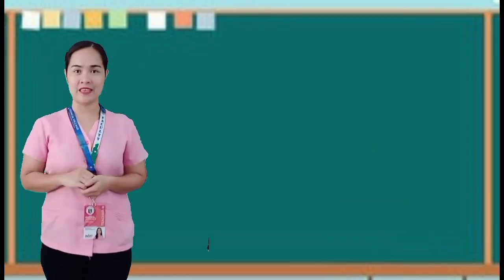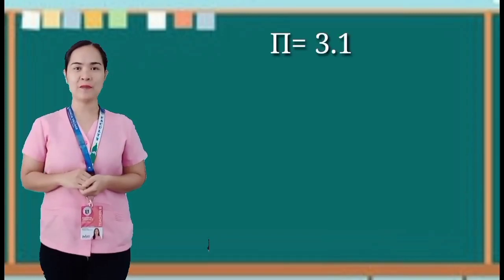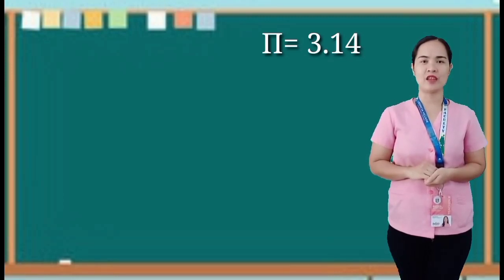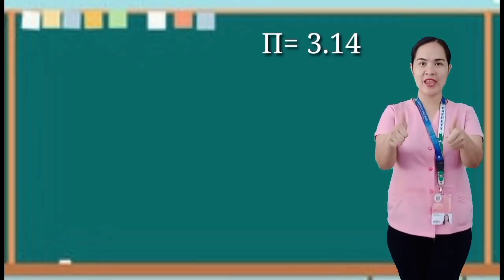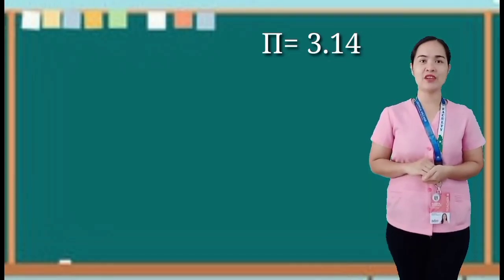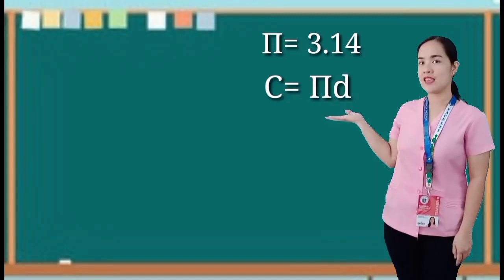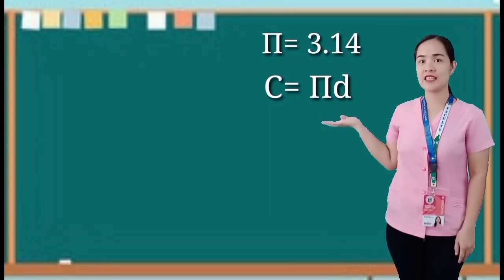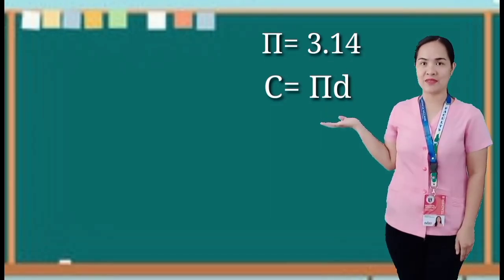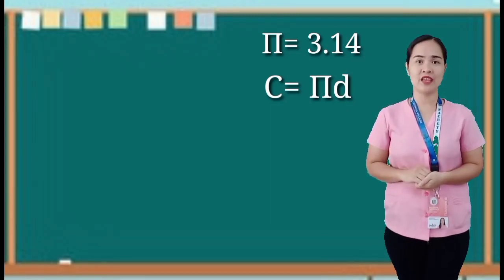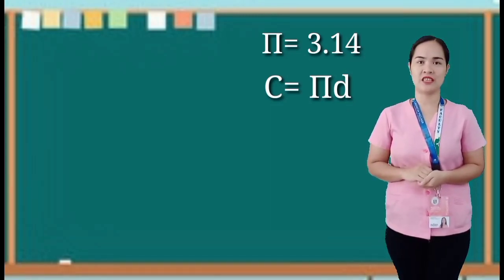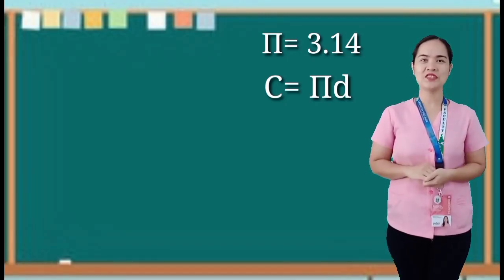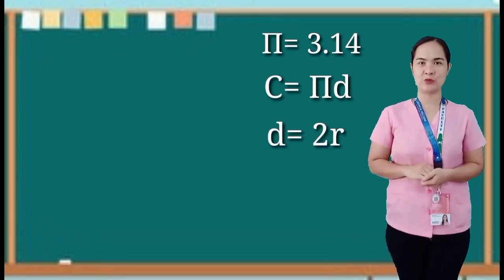And the value of pi is? Correct, 3.14. What is the formula in finding the circumference of a circle? Great! The formula in finding the circumference of a circle is C is equals to pi d. Or you can read it as C is equals to pi times d. What if the diameter is missing and the radius is given? How to get the diameter? Correct! You will just multiply the radius by 2.